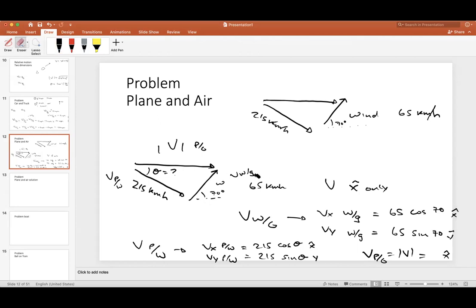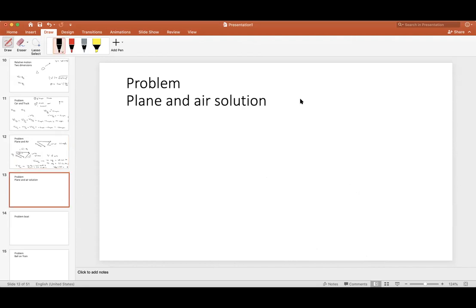Let me actually write a different G. Okay, so how do we solve this? Well, we solve this by noting that the velocity of the plane versus the ground is the velocity of the plane versus the wind plus the velocity of the wind versus the ground. All you have to do is P over W, W over G. You can add a W, right? That way when you cancel these, you get them.